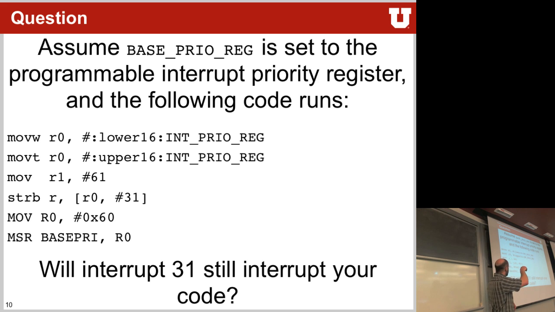We write 61 into R1. And then we store, there should be a 1 here, R1 into R0 offset 31. So that's the register that defines the priority of interrupt 31. And we say 60 into R0, and we write 60 into the base priority register. Did this now turn off interrupt 31 or not?